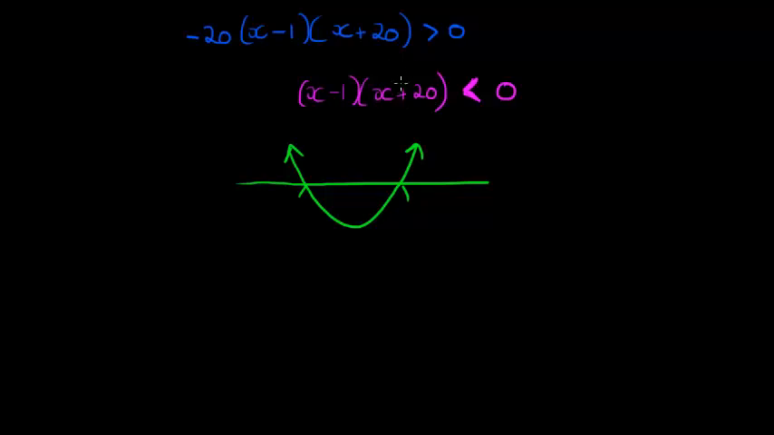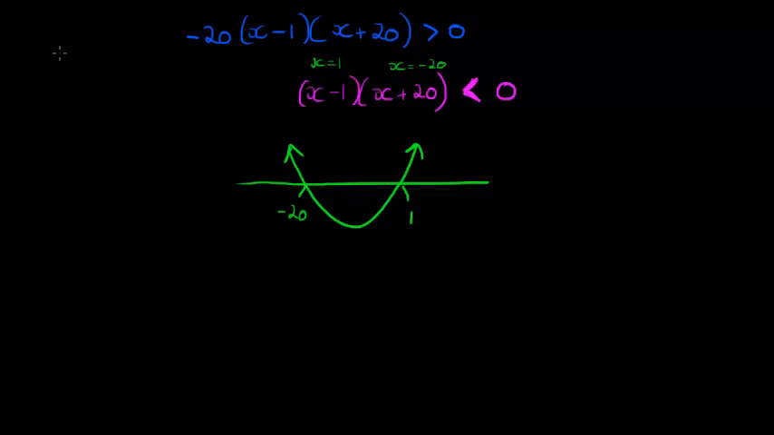The two roots would be negative 20, and look, I got it right this time. x is equal to 1, or x is equal to negative 20. How did I get my two roots? I just made each of the two brackets equal to 0 and I solved it. That gave me my two roots.